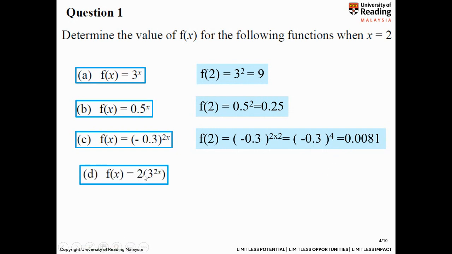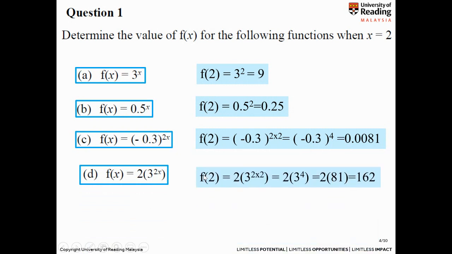So here you have 2 which is outside the bracket. Then in the bracket you have 3 to the power 2x. So you should sub in your x as 2. So you have 3 to the power 4. And you use your calculator or you can work mentally. 3 to the power 4 is 81. After that, you multiply by 2, you get 162. Do not take the 2 multiply with the 3 first. That only finds the power.